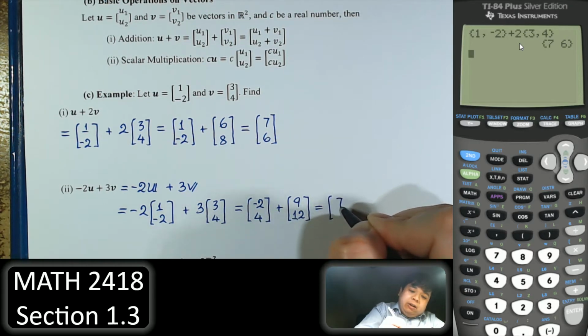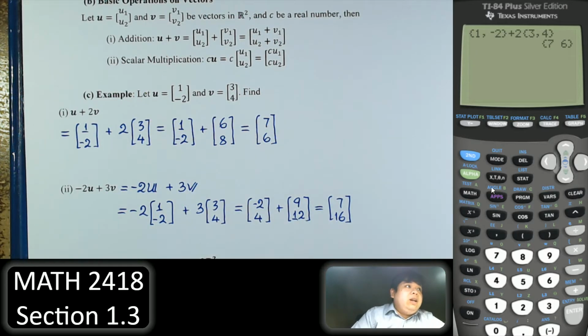That is 7 and 16. Once again, on the calculator, -2, second open parentheses, 1 comma -2, plus 3 times open parentheses, 3 comma 4, and that's what we have.